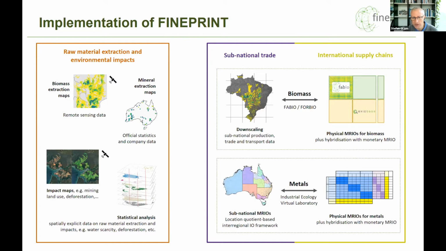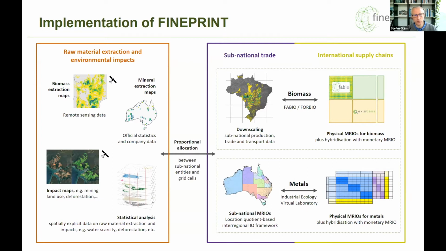And the second major commodity group we are focusing on with regard to trade and supply chains are metal ores, where we also develop physical global trade models that we also move to the subnational level in order to link it to the place where the extraction takes place.